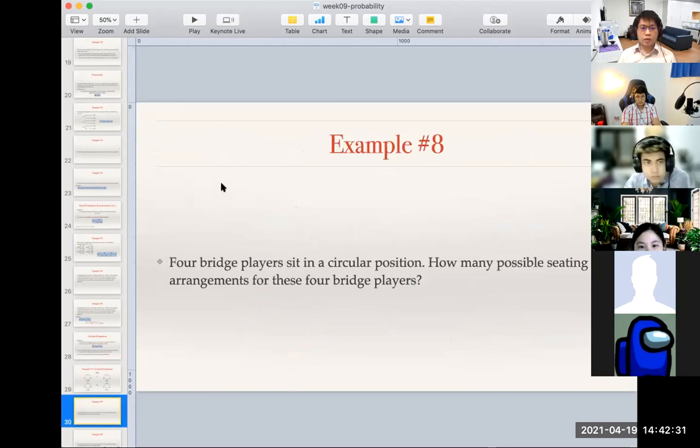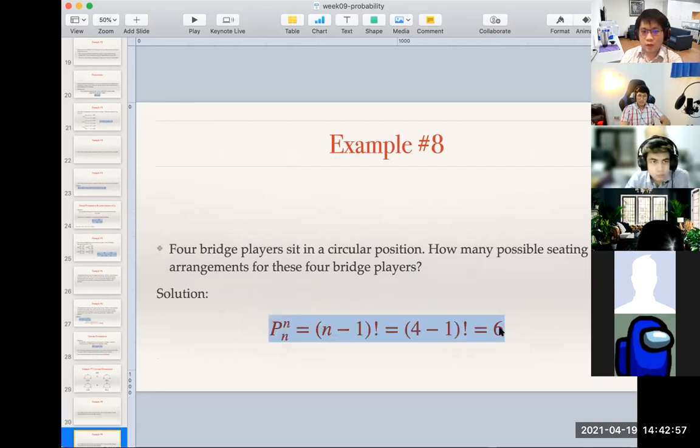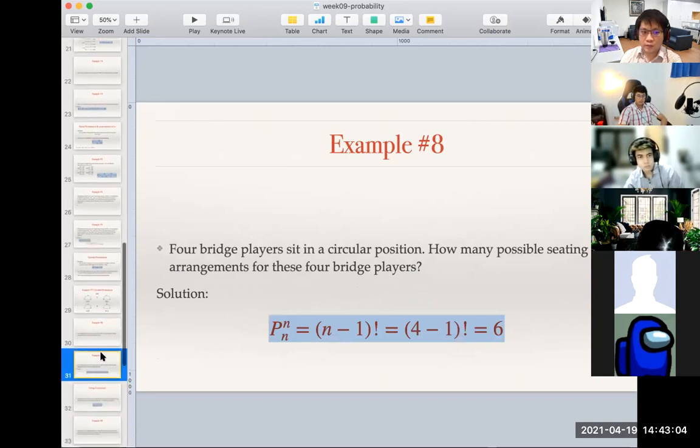For example, in this question, 4 bridge players sit in a circular position. There are how many possible sitting arrangements? It's good for you since you can just directly apply the previous formula: 4 minus 1 means 3 factorial. So we have only 6 possible sitting arrangements for these 4 bridge players.